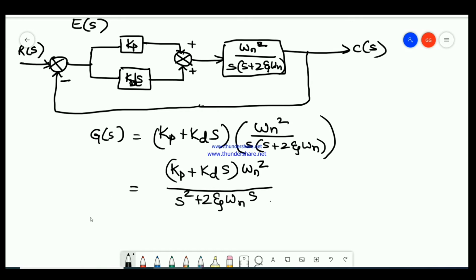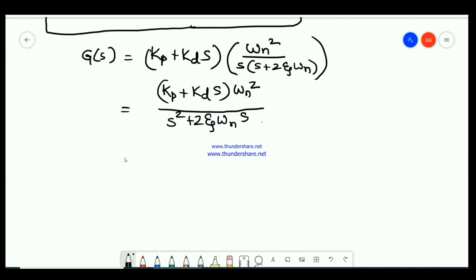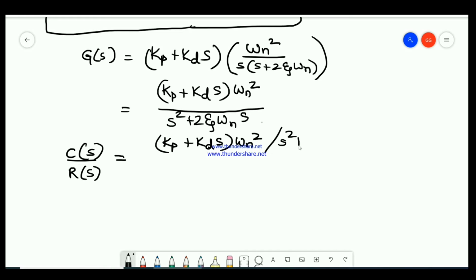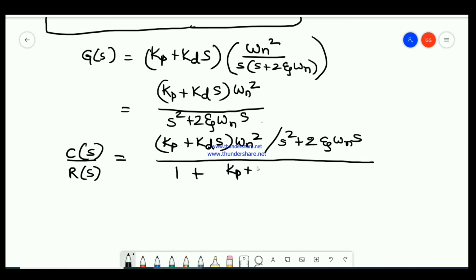Now we'll use this G(s) to find the transfer function C(s) by R(s), where C(s) by R(s) is equal to (Kp plus Kd s) multiplied by omega n square divided by s square plus 2 zeta omega n s, whole thing divided by 1 plus (Kp plus Kd s) into omega n square divided by s square plus 2 zeta omega n s.